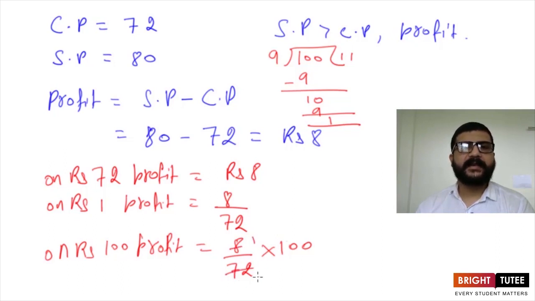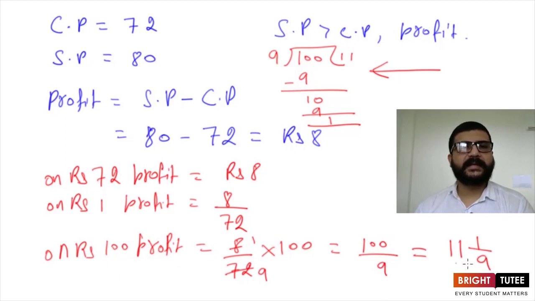8 ones are 8, 8 nines are 72. So now this is 100 upon 9, and we have seen that this is equal to 11 1 upon 9. So the profit percent here also we are getting 11 1 upon 9. So we have two methods for finding profit percent. Now similarly, can we find loss percent also? Yes, we can do that as well. So let's try to find loss percent.